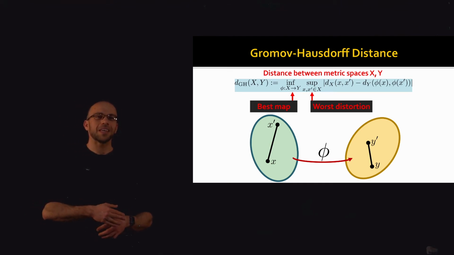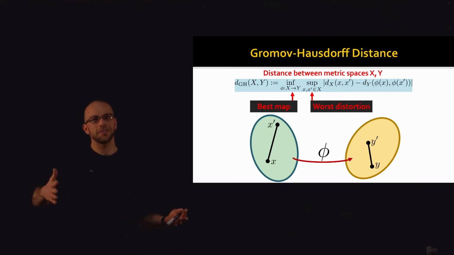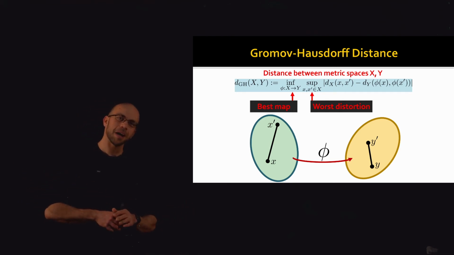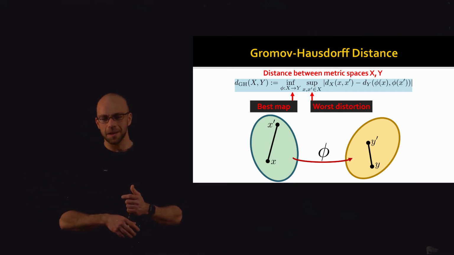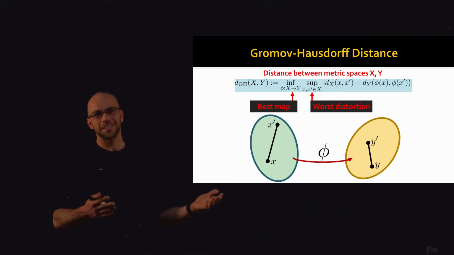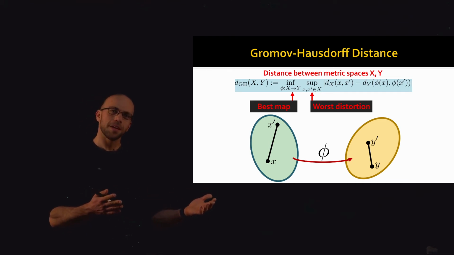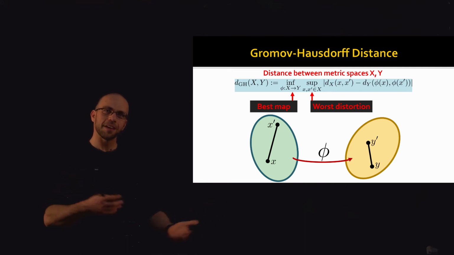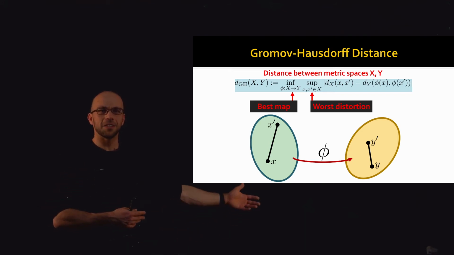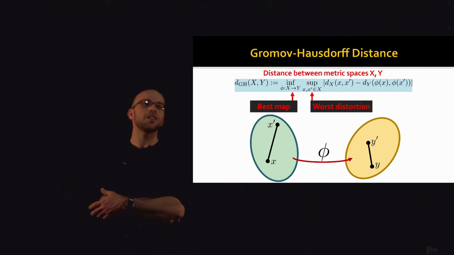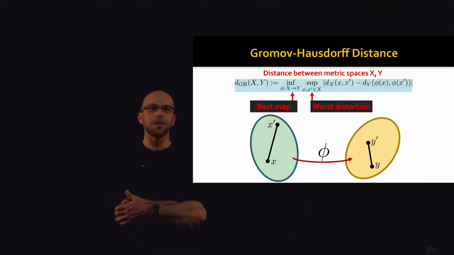So here I'm thinking of a piece of geometry like a 3D surface as a metric space. So just some object that is accompanied by a distance function, like the geodesic distance. So if I have two surfaces, then they have two distance functions, like dx and dy here. And I can look at the set of maps from one into the other.